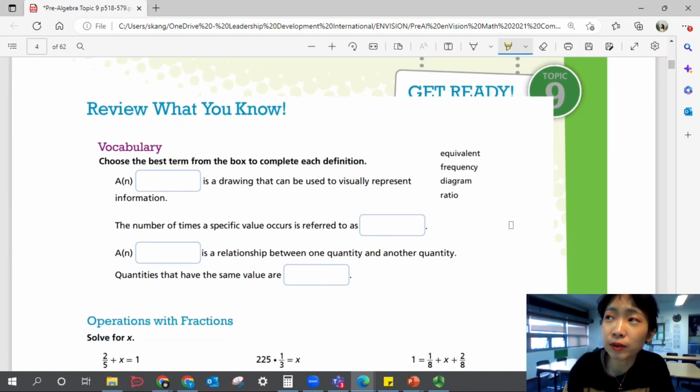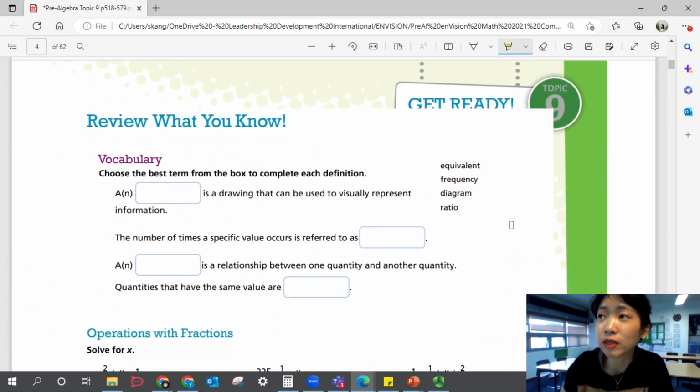If you skip through some pages, you will see get ready parts. We will review what we know about this topic and see if we know the things that we are supposed to know before we started, okay? So first, these are vocabularies that you should know: equivalent, frequency, diagram, and ratio. So let's fill in the blanks and figure out which goes where. So see if you can figure it out by yourself and check your answers as we go, okay?